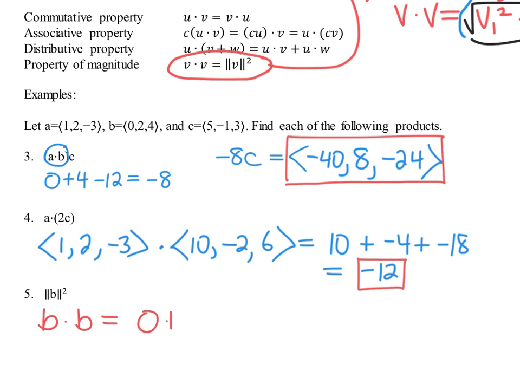So 0 plus 4 plus 16 will give me 20. That's a nice problem if you know the property of magnitude. Otherwise, it's going to take a couple more seconds to do. Not impossible, not even difficult, just more time. And time is at a premium.